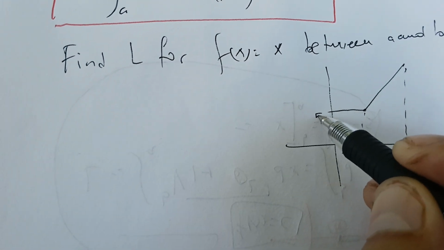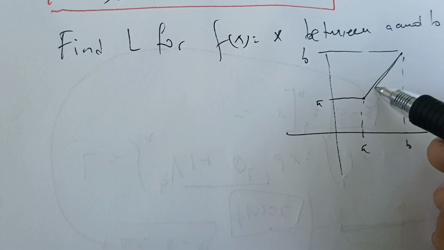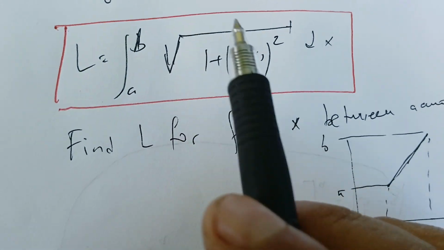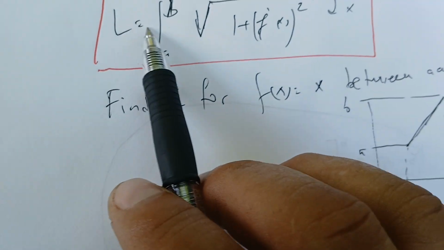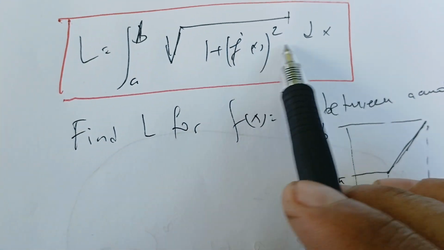So this is a and this is b. And we want to compute the length here. This one, this is L. So this formula here is telling us that L, the length of the graph or the curve, is given by this formula here.